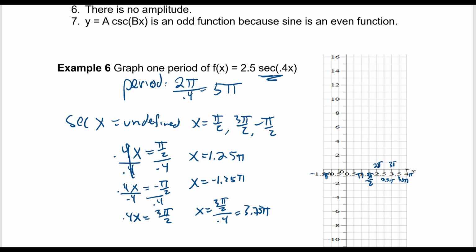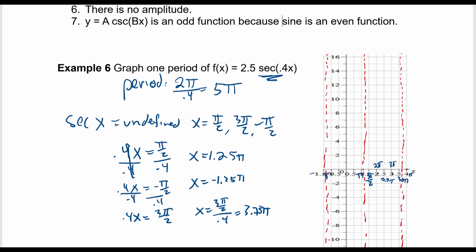So if this is 1.5 and this is negative 1 here, right in between there, we're going to have a vertical asymptote. And then over here, if this is 1, that's 1.5. We have a vertical asymptote here. And then 3.75, that's between 3.5 and 4. You'd have a vertical asymptote. Okay, I think that's starting to come together.